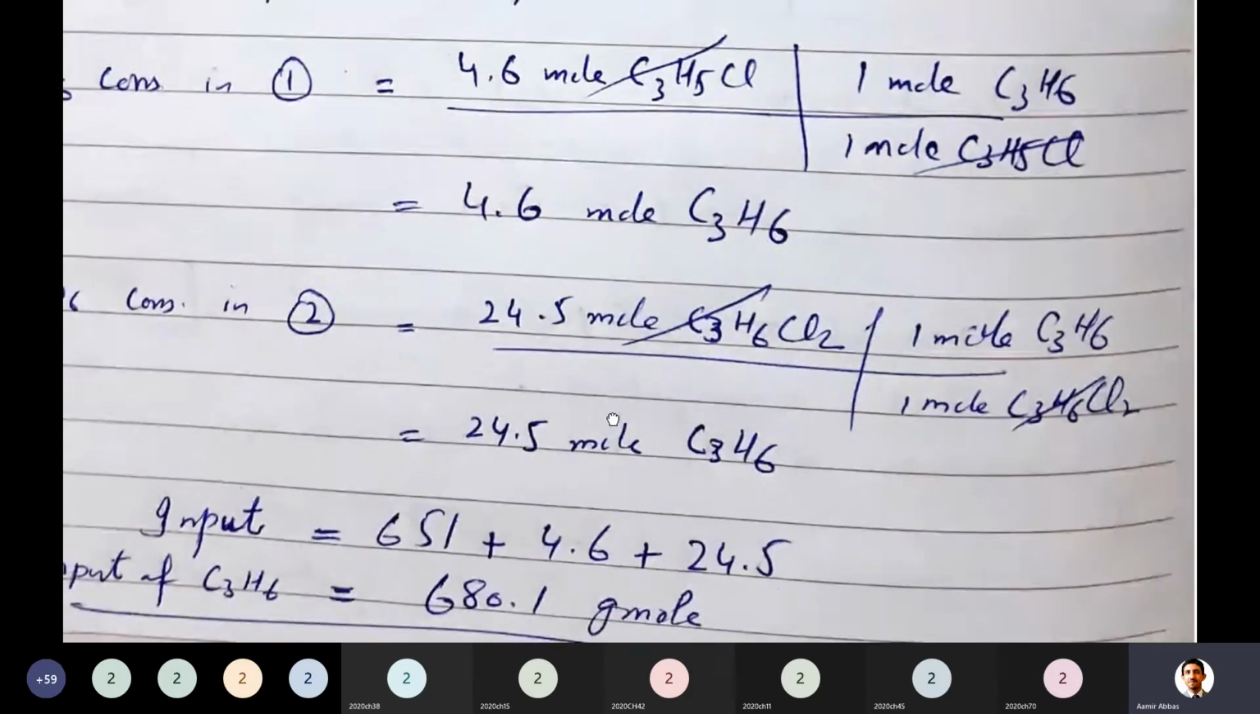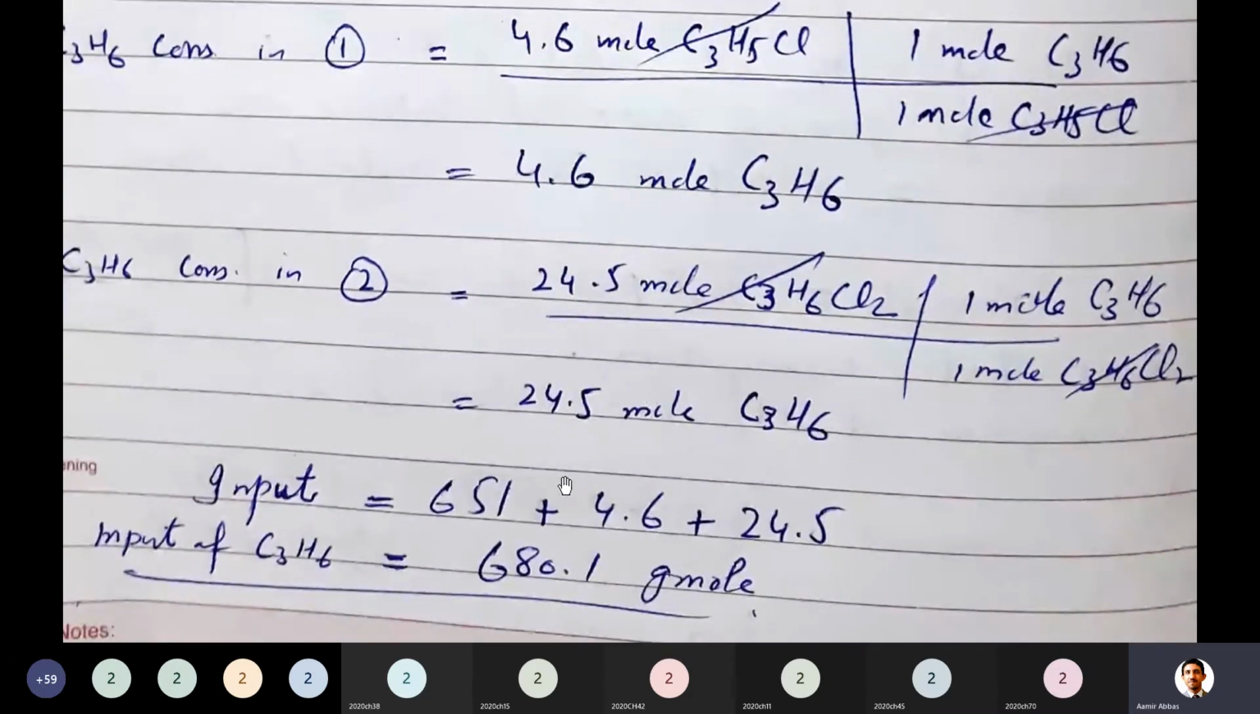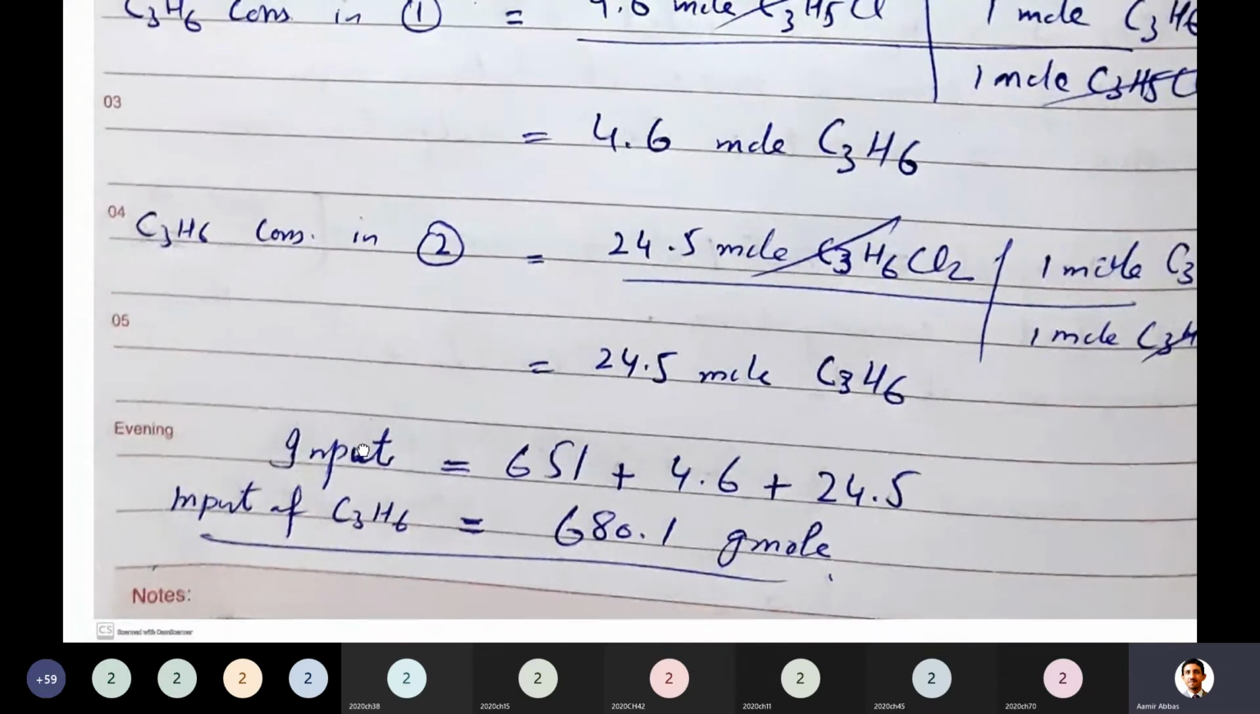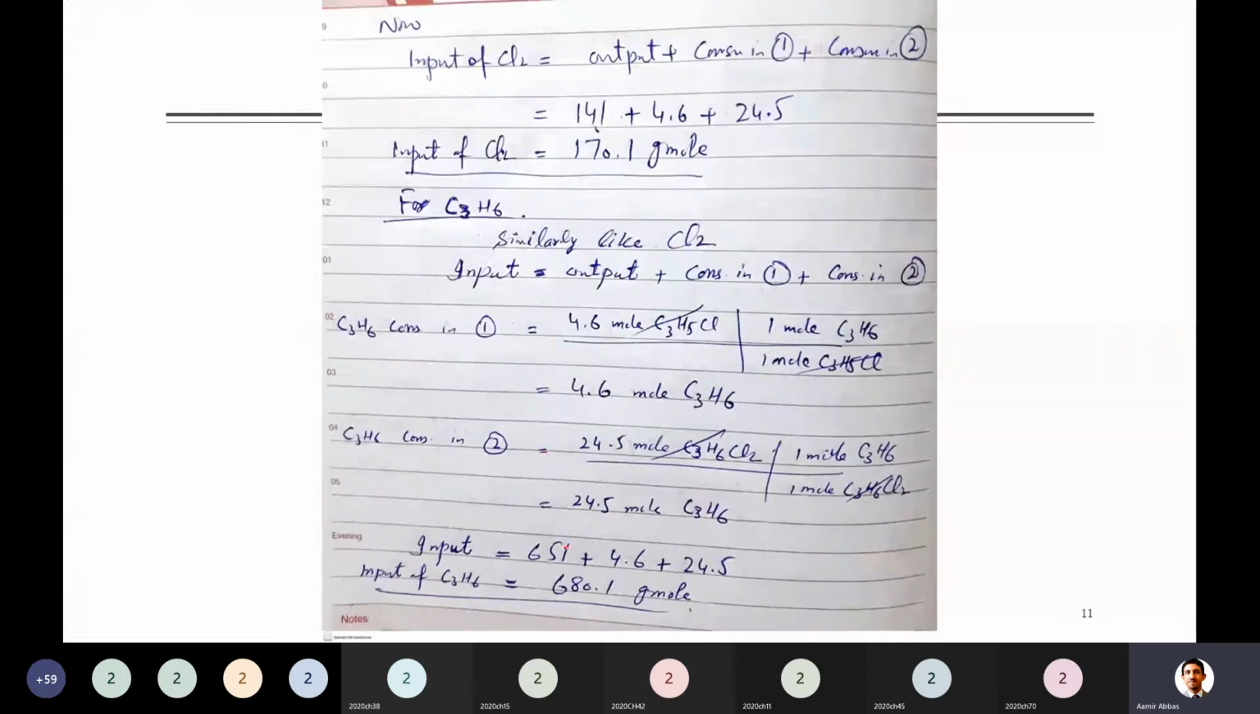So again you have calculated here the amount of C3H6 consumed in both of the reactions, so you can put in the equation and can find the value, and that's calculated here, the similar one. This 651 is the output which is already given in the question, and this is the first reaction, this is as a result of second reaction.